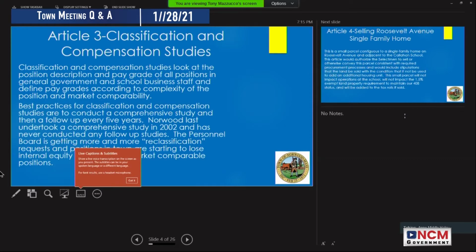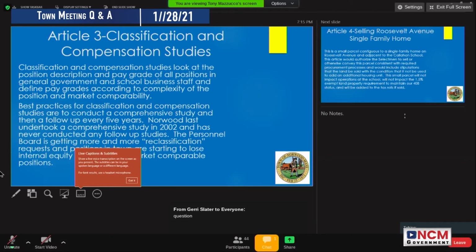And one follow-up is, sure. Now are we doing both pay and other forms of compensation, benefits, et cetera?